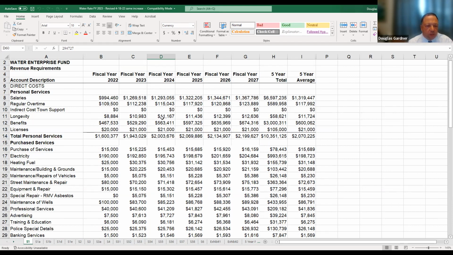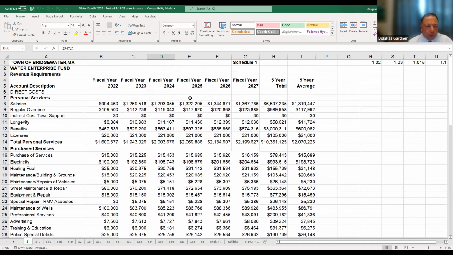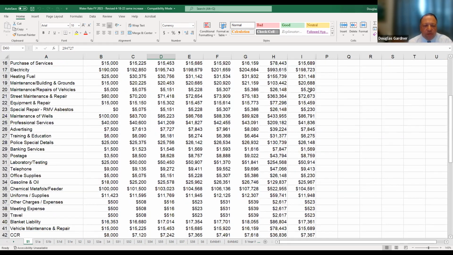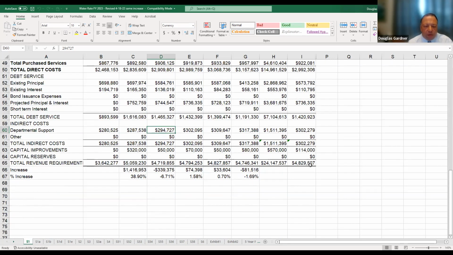Salaries, other expenses are just incrementally raised by maybe 2, 3, 4, 5%, depending. Obviously, fossil fuels see a larger increase than salaries. But we project out these costs. We add up the total of the 5 years, and then we divide that by 5, and we come up with that we need to generate about $4.8 million each year for the next 5 years to fund this budget.